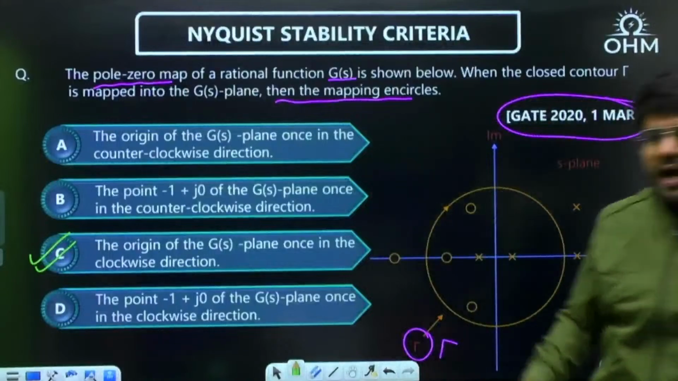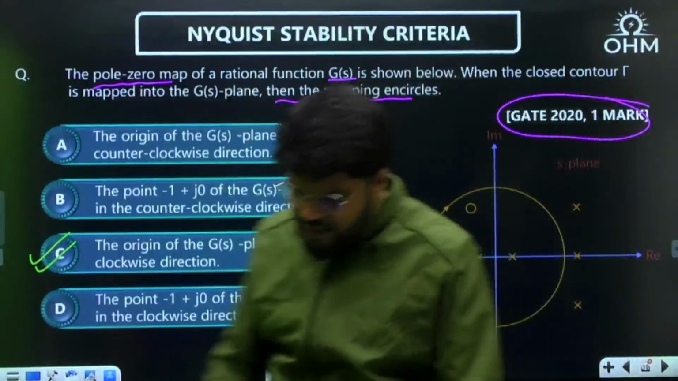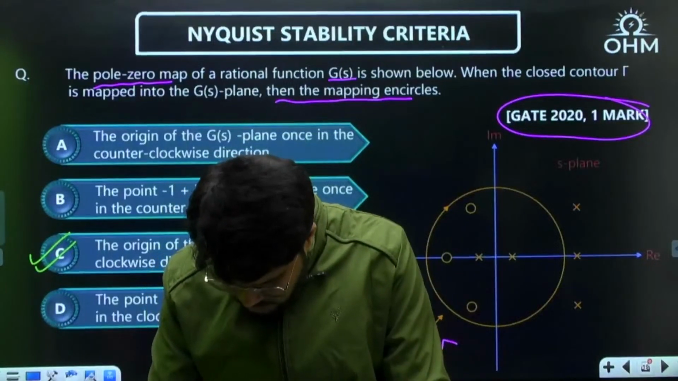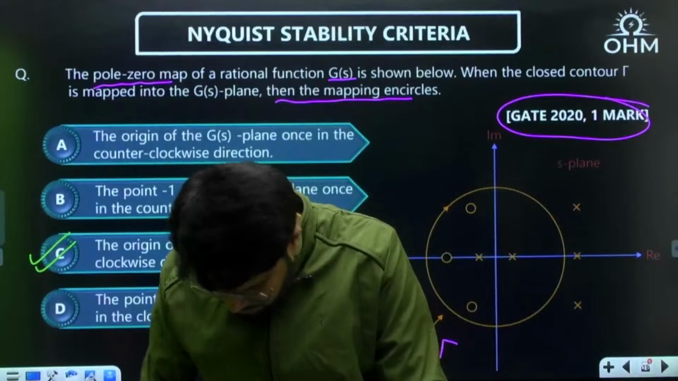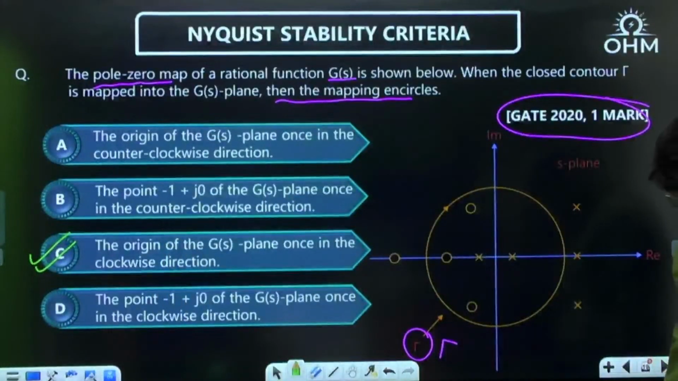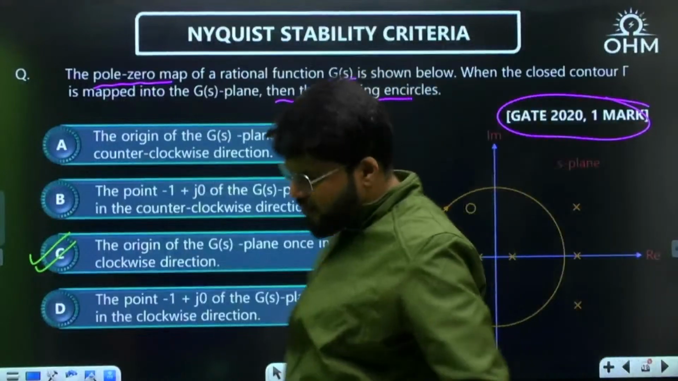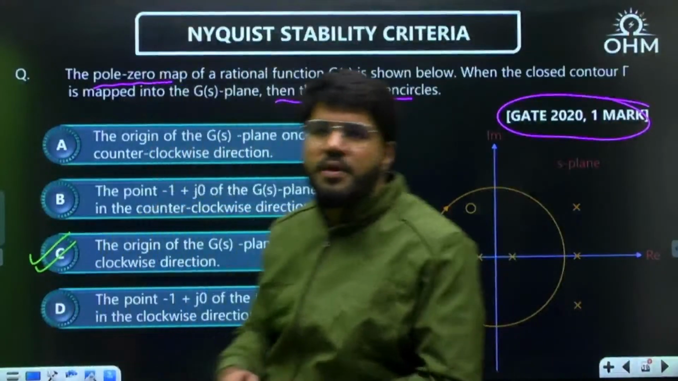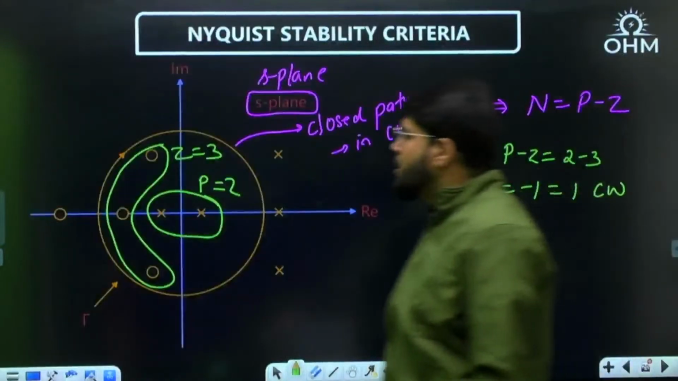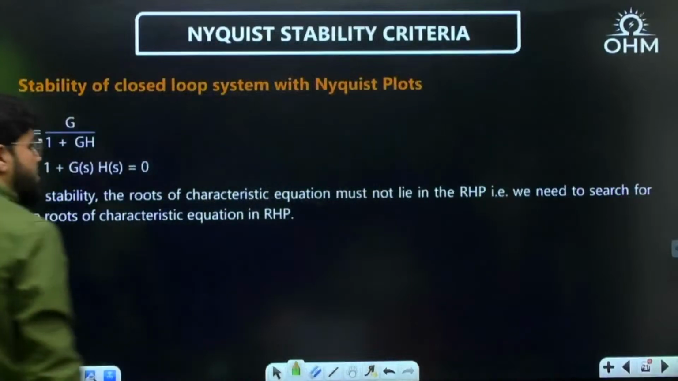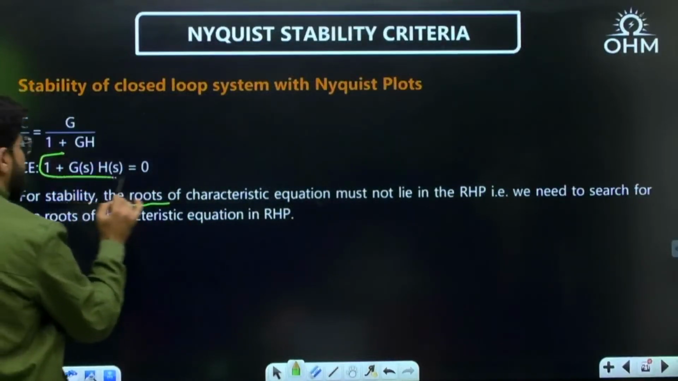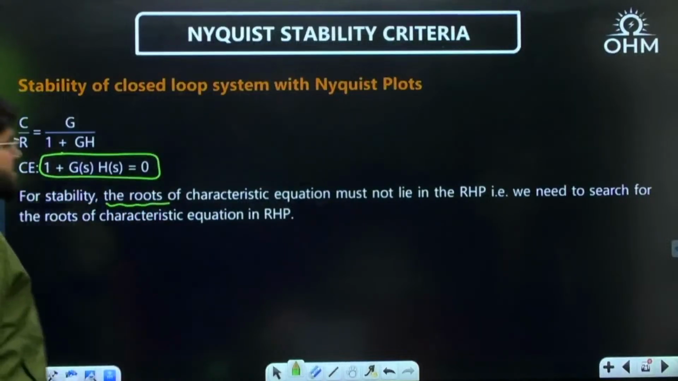Now, let us use this concept to discuss the stability of the control systems. For stability of a control system, what is important? The roots of the characteristic equation, as I mentioned earlier, 1 plus GSHS equal to 0.